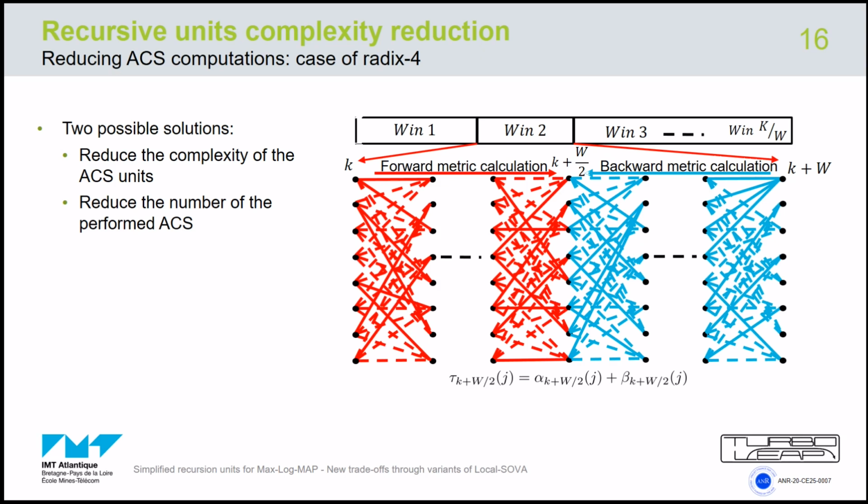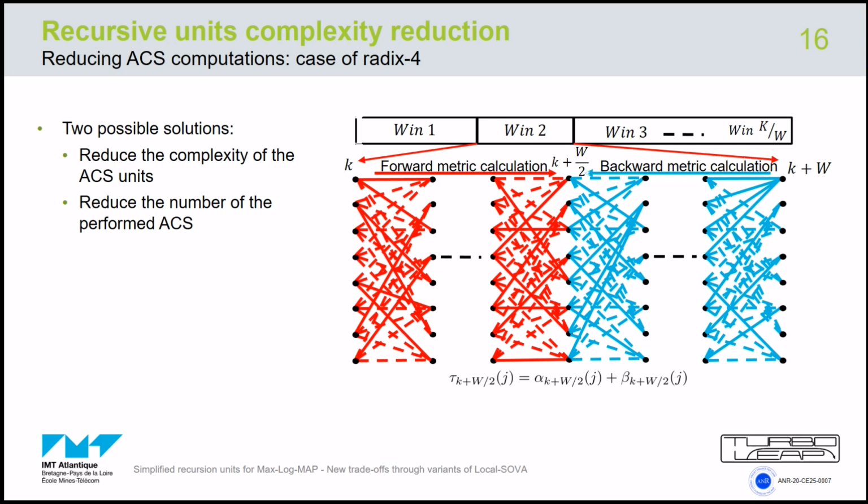From the middle point, two possible solutions can arise: reducing the complexity of the ACS units performed after the meet in the middle, or reducing the number of performed ACS units by directly applying a global soft output unit at the middle. In this last case, ACS units should be adapted to perform updates throughout the subtrellis.